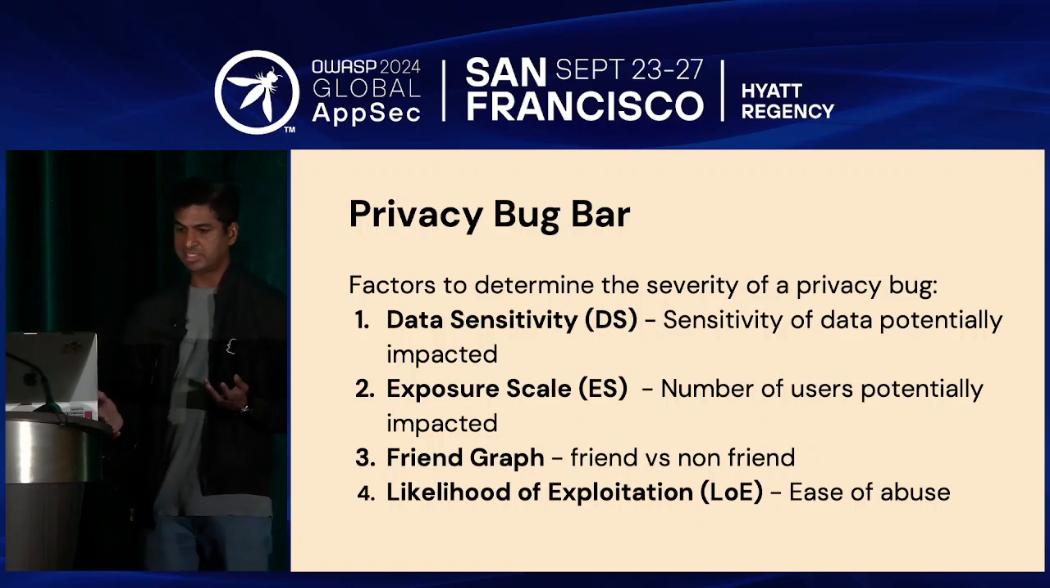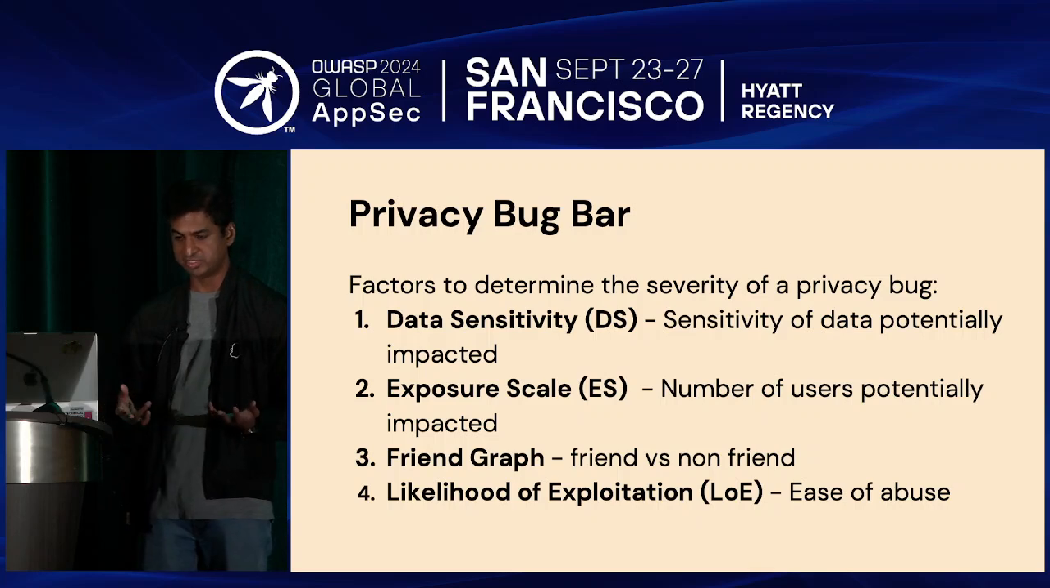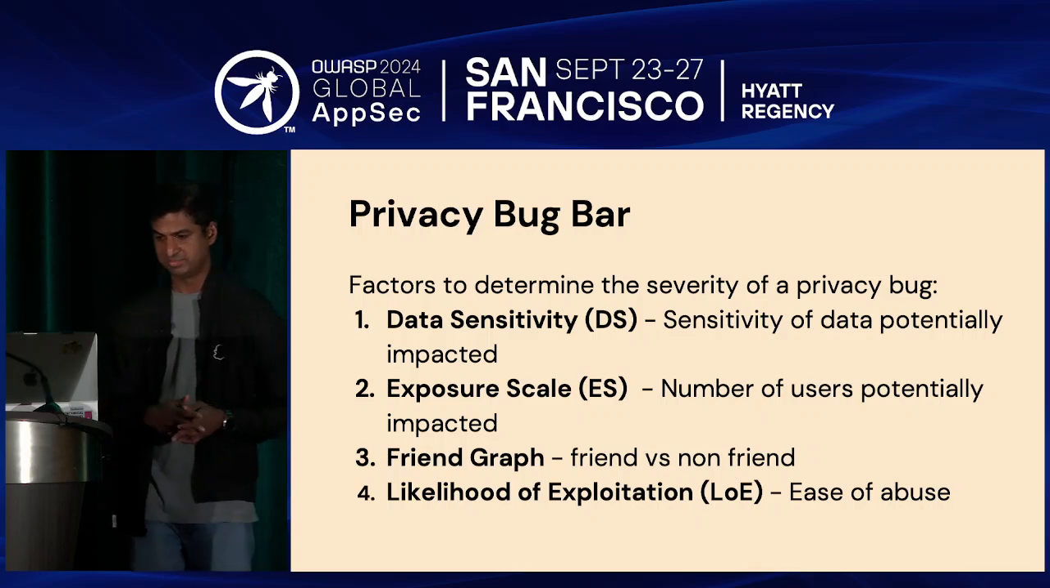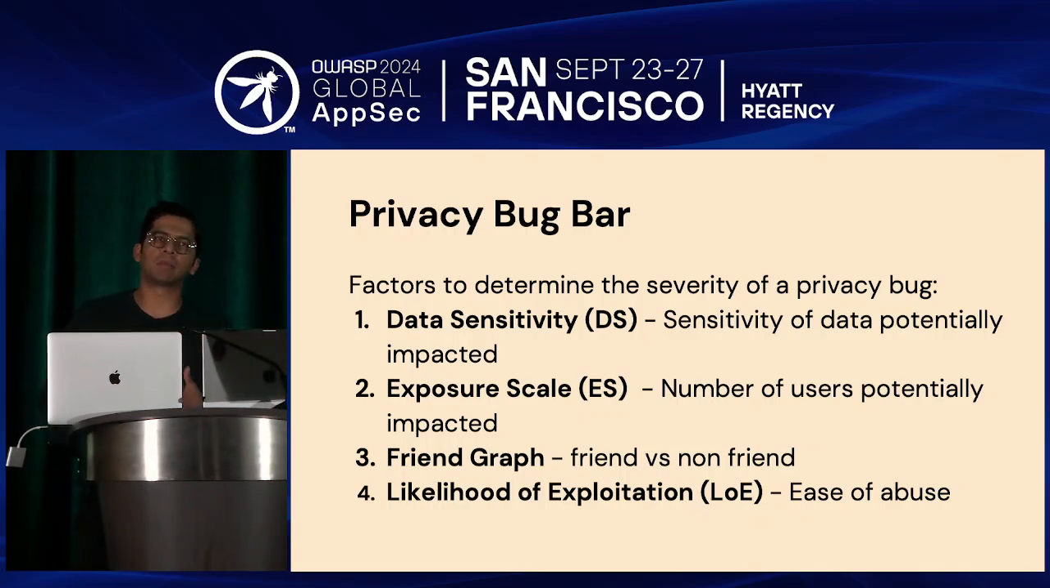And lastly, like in the security bug bar, the likelihood of exploitation, like how easy it is for someone to exploit this issue, is also considered. So essentially, go back and see if you need a privacy bug bar and work with your legal and privacy teams. That'll help you prioritize a bug when you have an incident which borders the security and privacy phase.